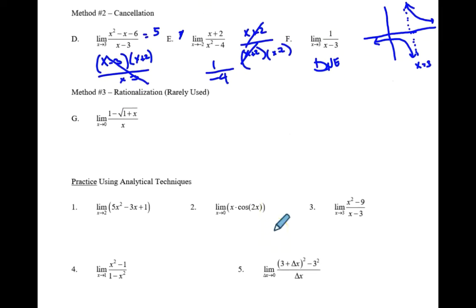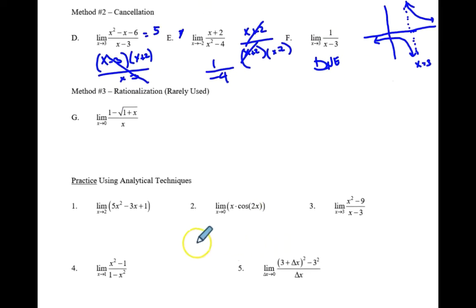So now we have some methods that are trickier and take a little bit more time and effort. So I'm going to go ahead and do this rationalization. It says rarely used, and quite honestly, not used much in AB Calc, but in BC Calc we will see it, so we do need to learn it. You're used to rationalizing a denominator. Like if you had 1 over the square root of 2, you would multiply by the square root of 2 over the square root of 2.